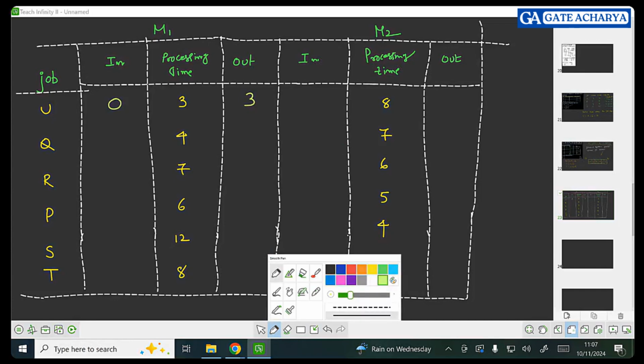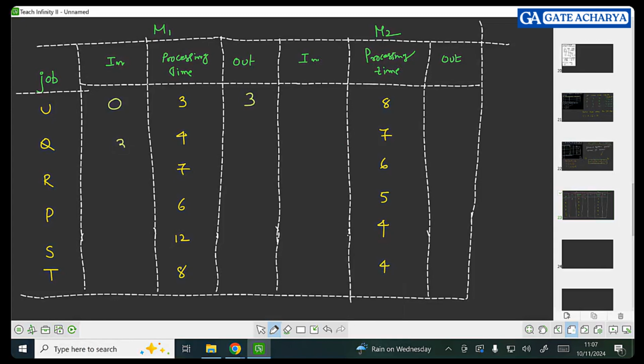Right. Now here in time of Q job, and its processing time 4. 3 plus 4, 7 out time. Now this job is again 7 in time and it's going to be 14 out time.